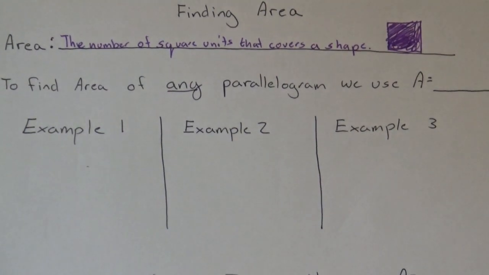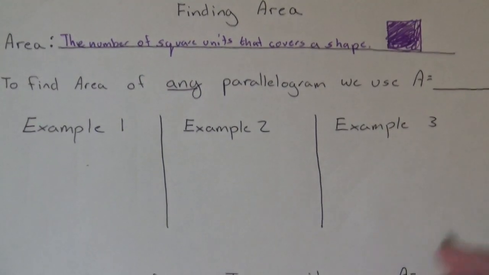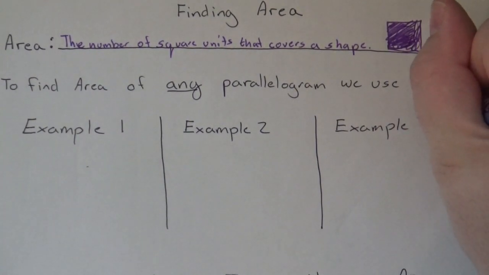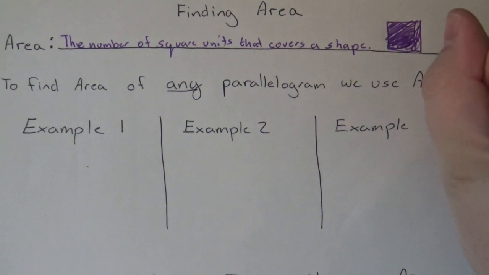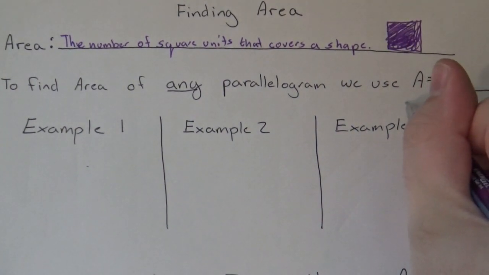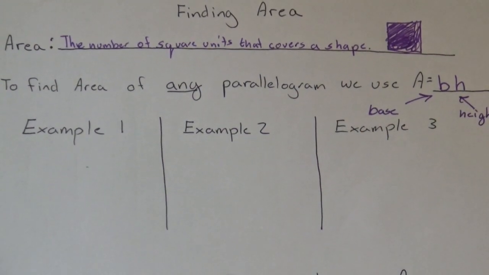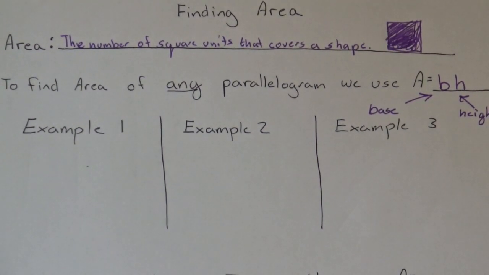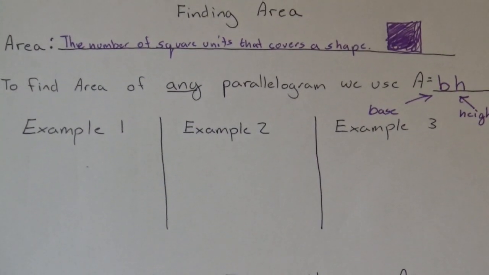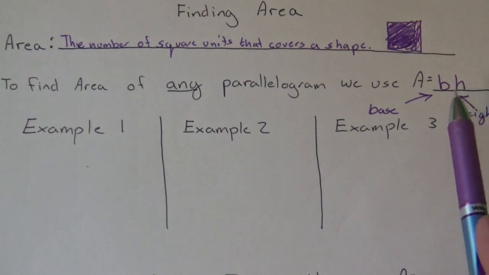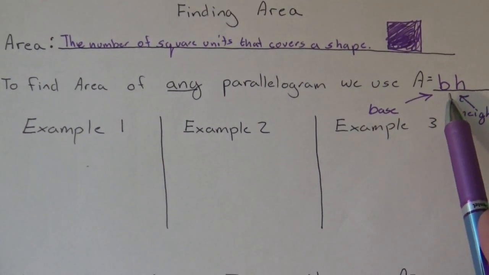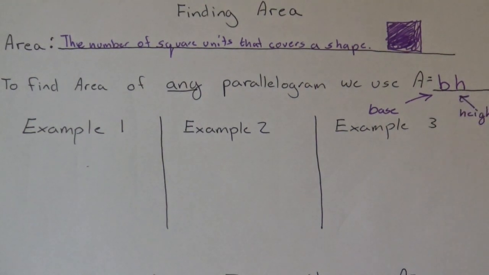All right, so the first one that we want to talk about in finding area is a parallelogram. And the one equation that we will use is area, capital A, is equal to B times H. Well, B represents what we call the base, and the H represents what we call height. Now, you may remember from grade school that area is length times width, or length times height, or width times height. Well, all of those equations that you may have been told about area in grade school are correct, but this is a better equation because this equation is what all those other ones that you were taught back in grade school are based upon.